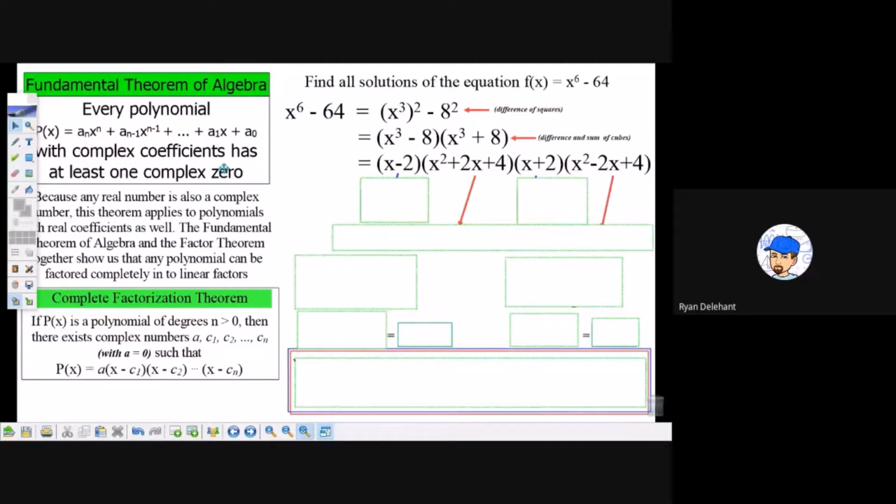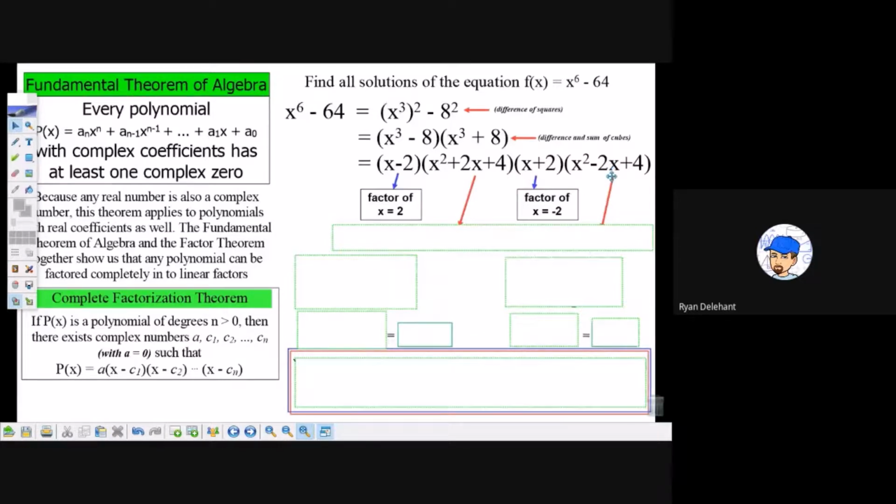So I'm looking for 6 roots. I've already found 2 of them. The first one is right here. That tells me that this graph is going to cross at the x equals 2 mark. This one says the graph is going to cross at the x equals negative 2. But what about these?